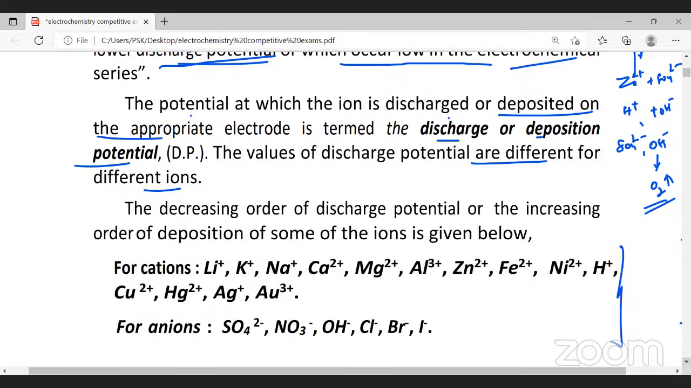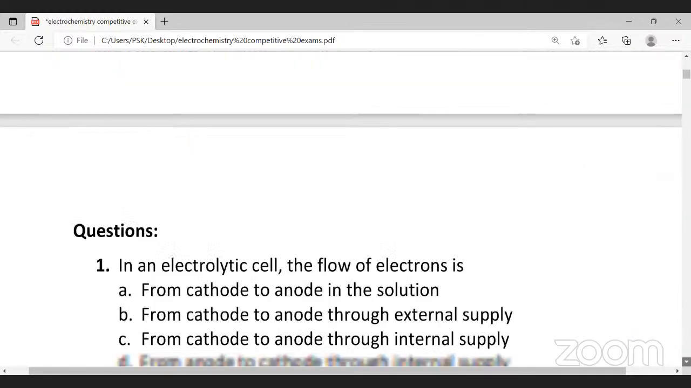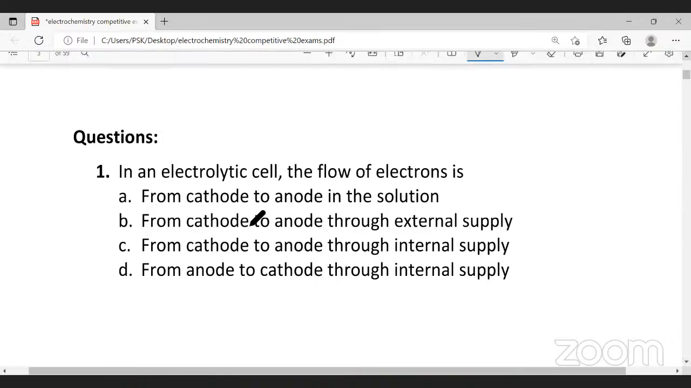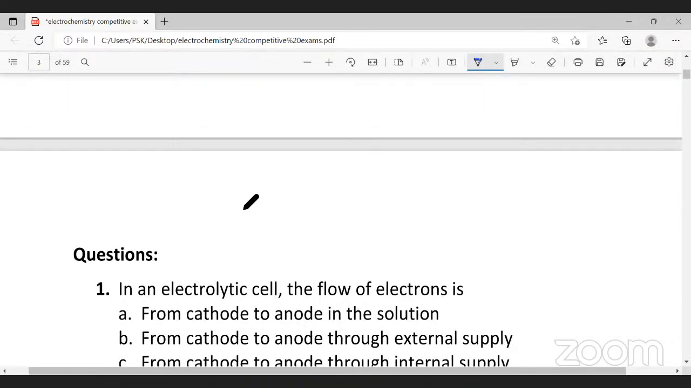Now, we will solve a few of the questions from what we have learned in this topic. Before that, I have to give an illustration. What is that illustration? After this question, we will solve the illustration. I hope you understood oxidation and reduction and all that.